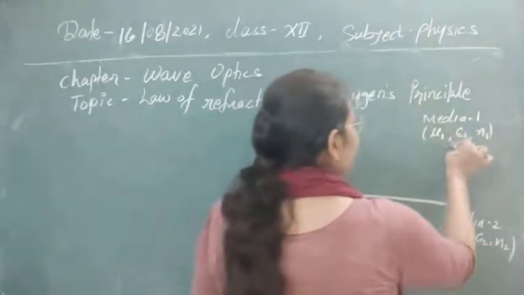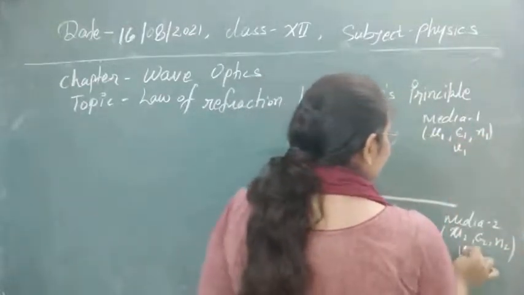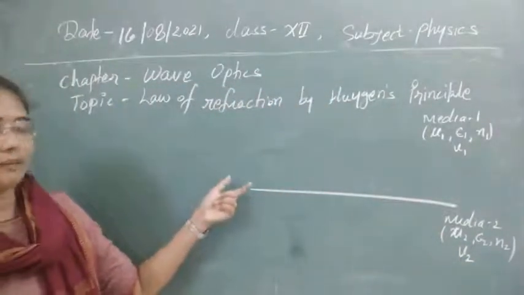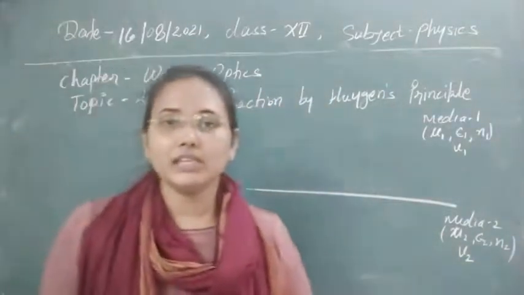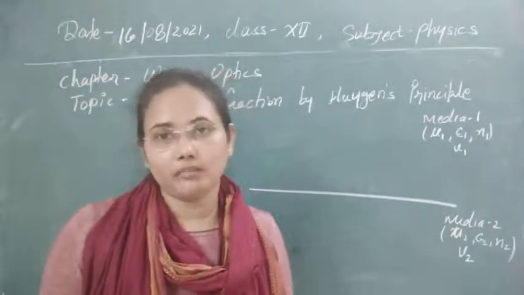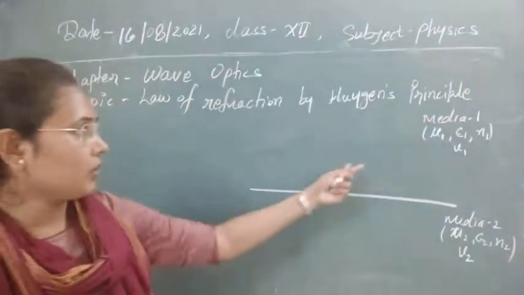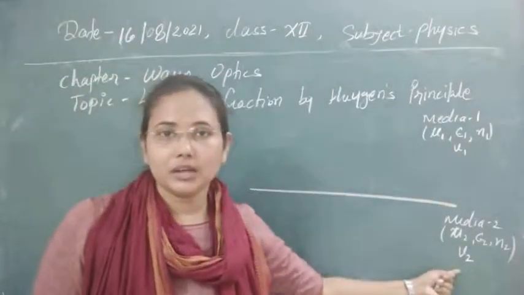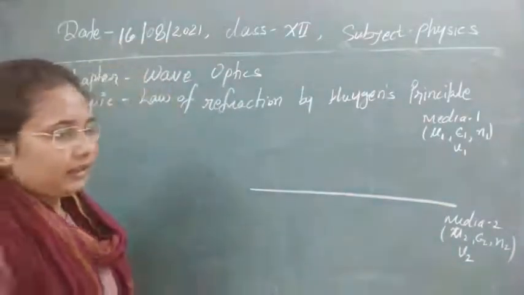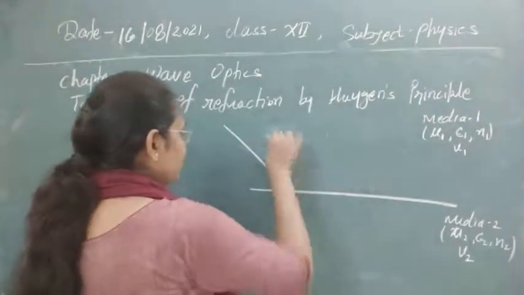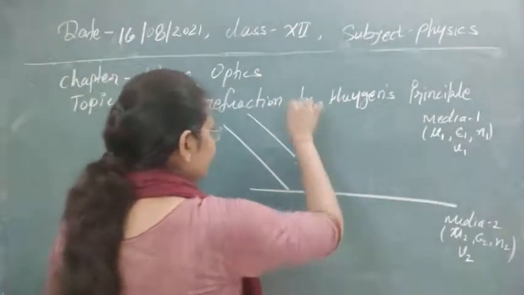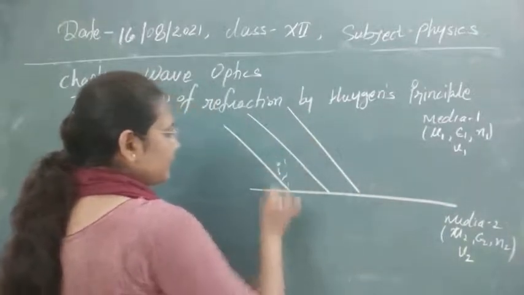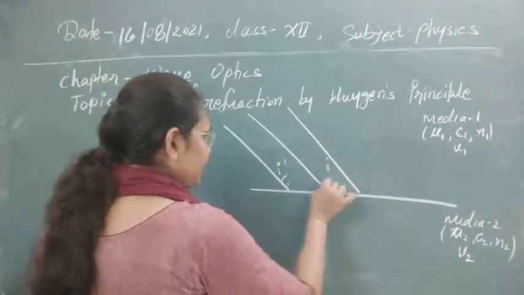And suppose the velocity of light in media 1 is v1, and in media 2 is v2. That we know already from the concept of waves: whenever the wavelength changes, there will be a change in the velocity of light. So according to that concept you can write v1 and v2. Now if light falls on this interface, this will be the angle of incidence for this one case, or this will be the angle of incidence.